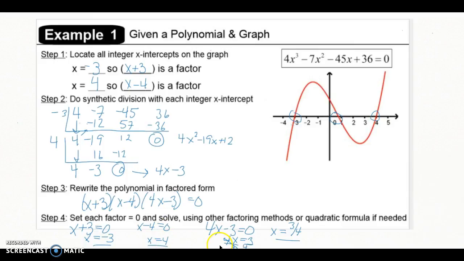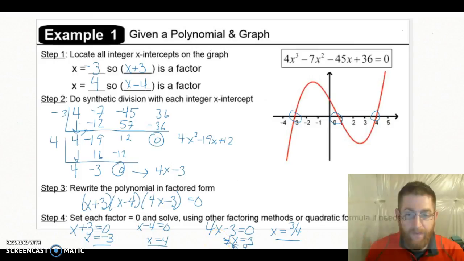That's example 1. So if you want to pause here before you move on to the next one, that is perfectly fine. Always recommend a little break if you need it.